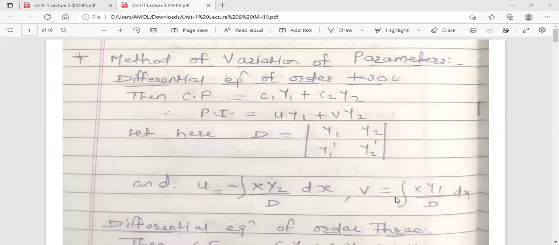Now what is v? v is equal to integration x into y1 upon d. x is the function which is present in the RHS of the given differential equation, that is that x. y1 is from the complementary function. d is the value of this determinant, and you integrate with respect to x, you will get the value of v. After finding the values of u and v, you put them in the formula of PI. That formula is u y1 plus v y2. Okay.